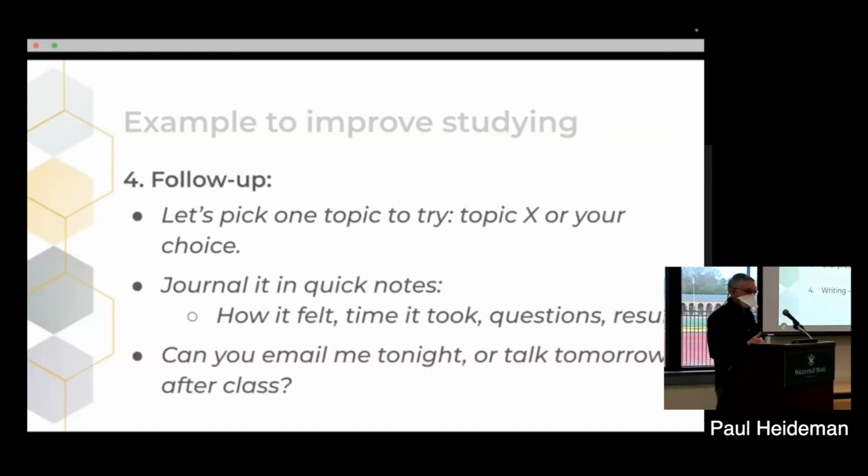The follow-up is pick one topic. So either I'll give them a topic or if they don't like that one, pick their own. Journal it in quick notes: how it felt, the time it took, questions, results, what made sense or didn't make sense, what got in your way, what barriers were there. And then as quickly as they're willing to send me their comments, feedback back to me is tonight or talk tomorrow after class or whatever they'll do.